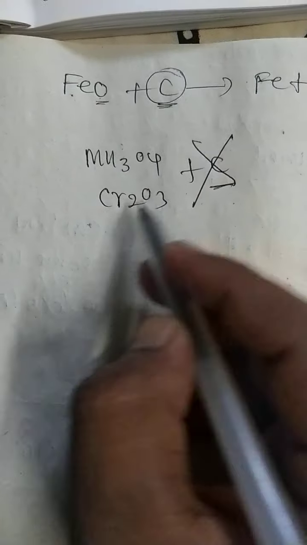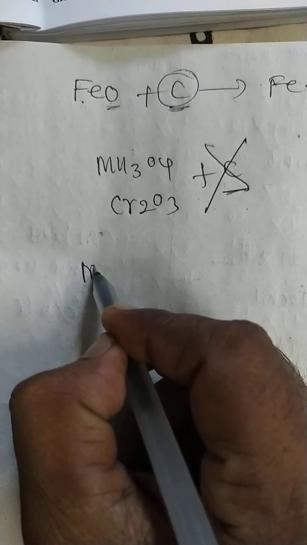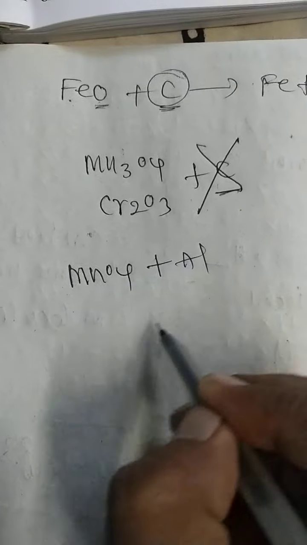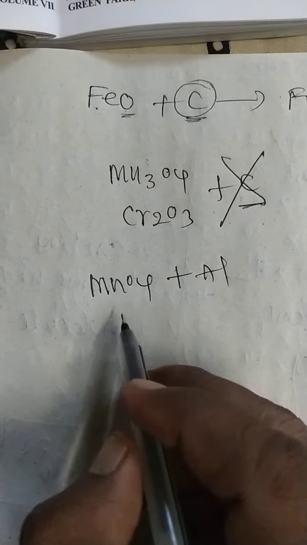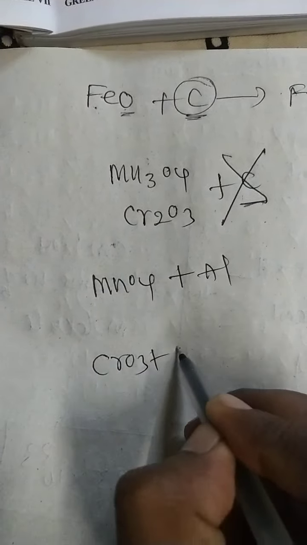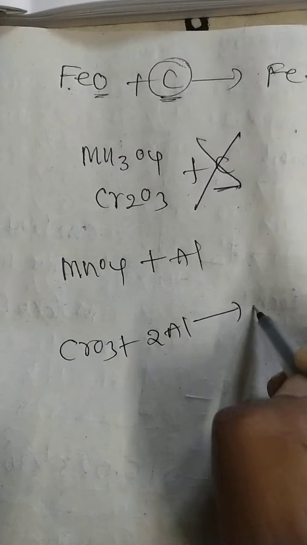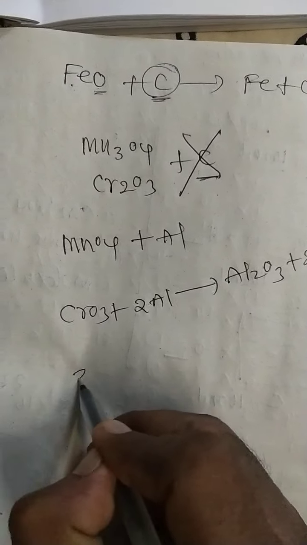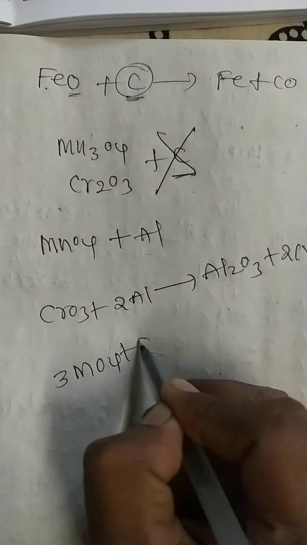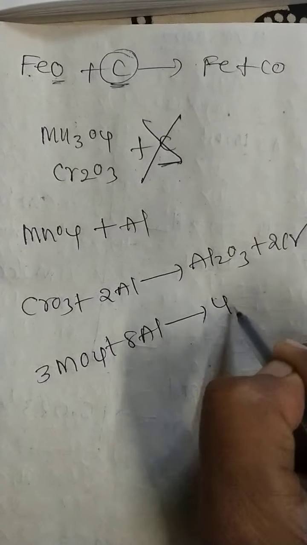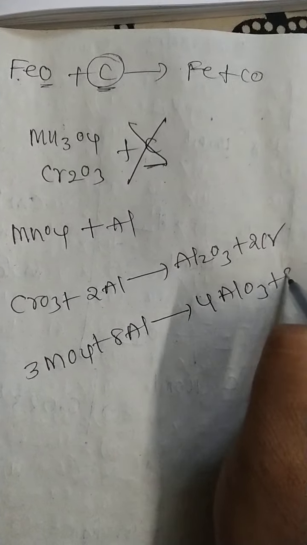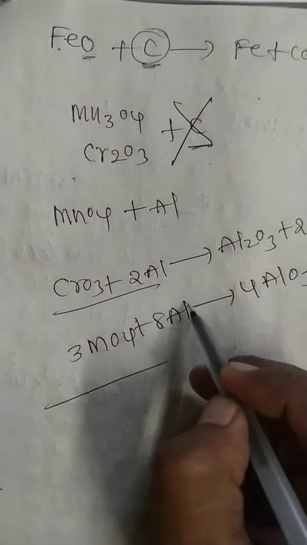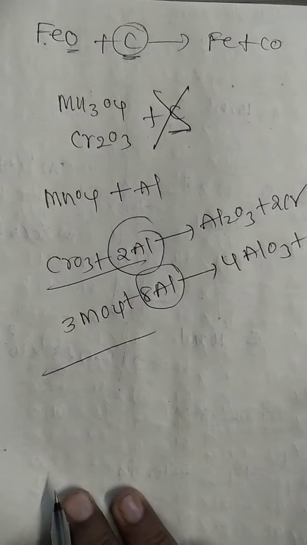So instead of carbon, you can use aluminum. That's why, my dear students, CrO3 plus 2Al gives Al2O3 plus 2Cr. Similarly, 3Mn3O4 plus 8Al gives 4Al2O3 plus 9Mn. So this is called the aluminothermite process, using a highly electropositive element.